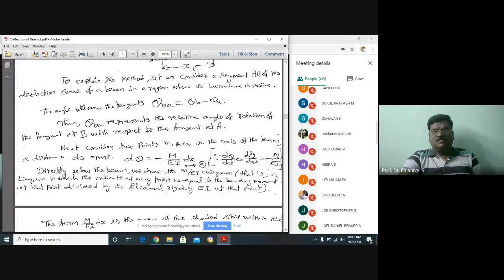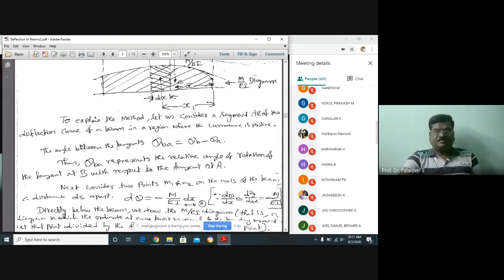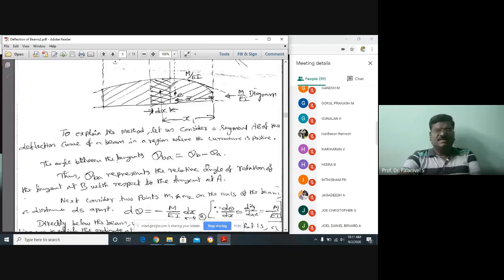So we got d theta by dx is equal to d square y by dx square is equal to minus M by EI. From this relation I am writing d theta is equal to minus M by EI into dx. Equation 1. What does it mean?